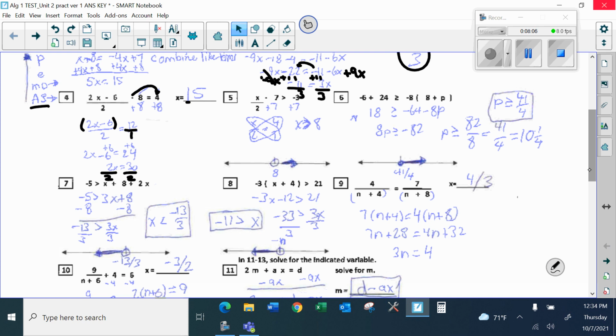Number 6, distributive property. Okay, negative 64 minus 8p. And combine these like terms. 24 minus 6 is 18. Again, I look at the coefficient of the variable. It's negative, so I'm going to move it to the other side, which means the constant is going to the right. So I have positive 8p is greater than or equal to negative 64 minus 18, which gives me negative 82 right here. And then, of course, last step, divide by 8.